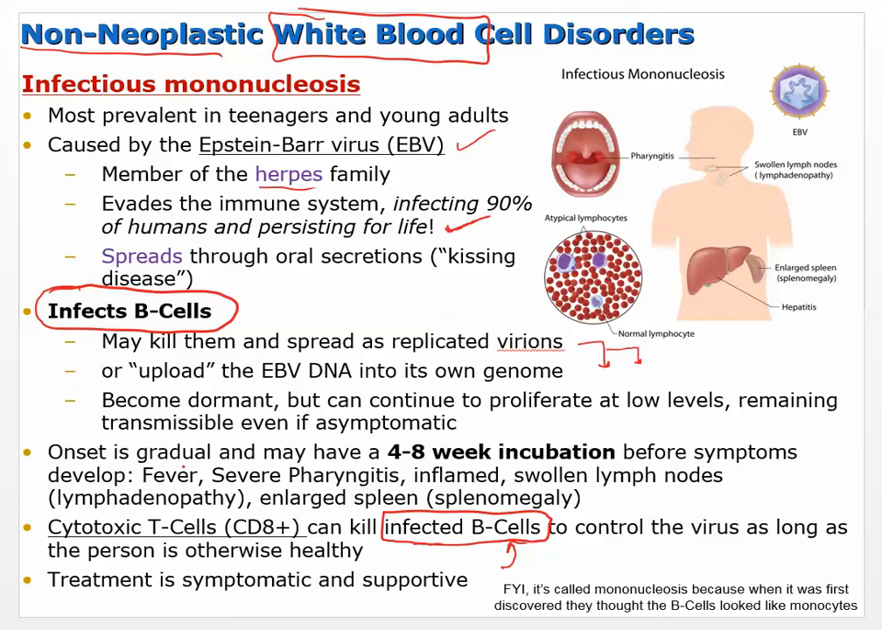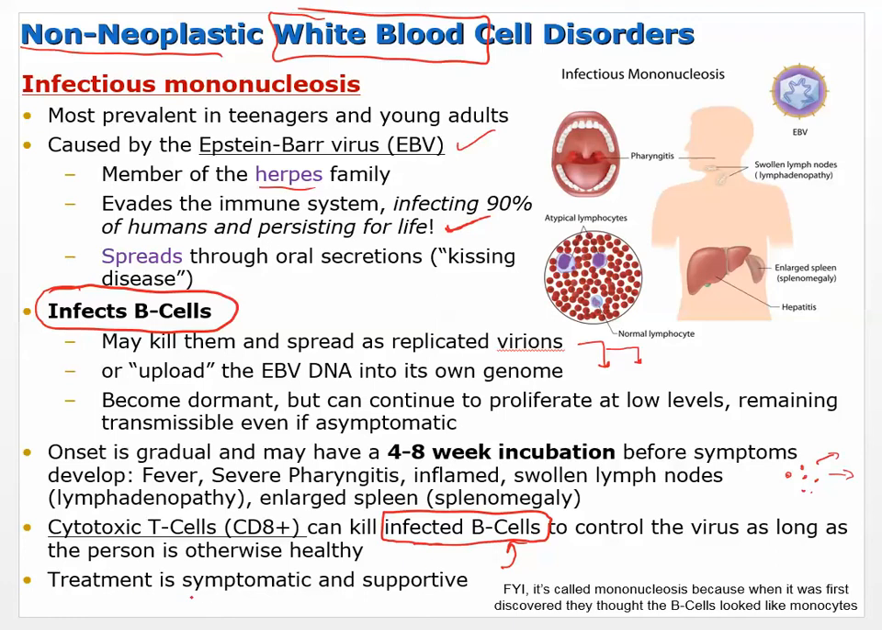So mono onset is gradual, and it may have a 4 to 8 week incubation period. Incubation periods can be nasty little things, especially because you can spread it at that time. It's transmissible during the incubation period because you've got division, and as the virus destroys B cells, it puts them out into the blood, and that can make its way to the saliva, which is primarily where it's transmitted.